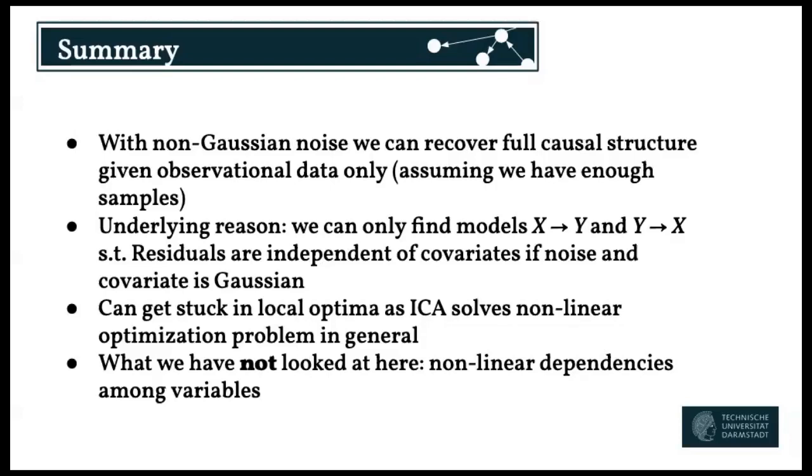The underlying reason is that, as we have seen, if we fit a model in the wrong direction, we find that the residuals and the covariates become dependent. So we have to ensure that they are independent, as we assume independent noise, right? And again, we can get stuck in local optima, as ICA is also a non-convex optimization problem.